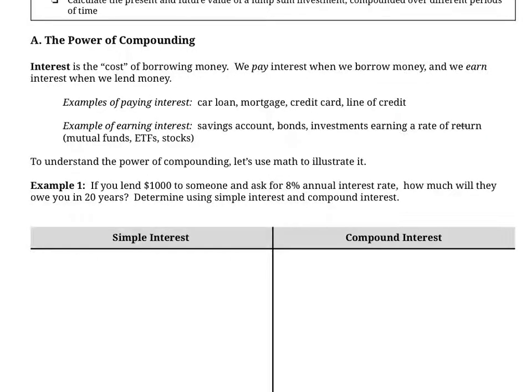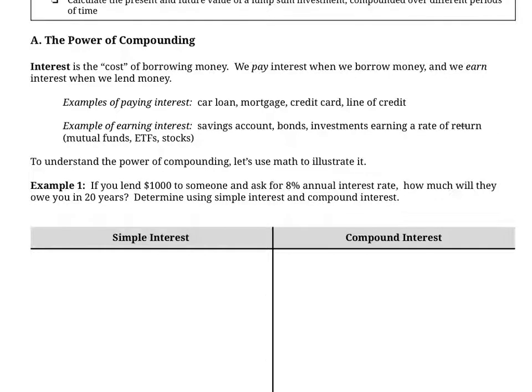Before we start calculating compound interest, we need to understand what is interest. So interest is the cost of borrowing money. So if we borrow money, we're going to pay interest. And if we lend money, we'll earn that interest. And interest is always quoted as a percent. So it's never as a lump sum. So anytime you borrow money, you'll be quoted an interest rate as a percent.